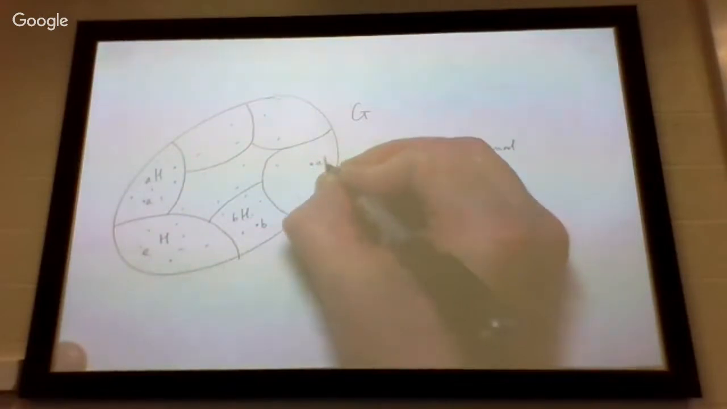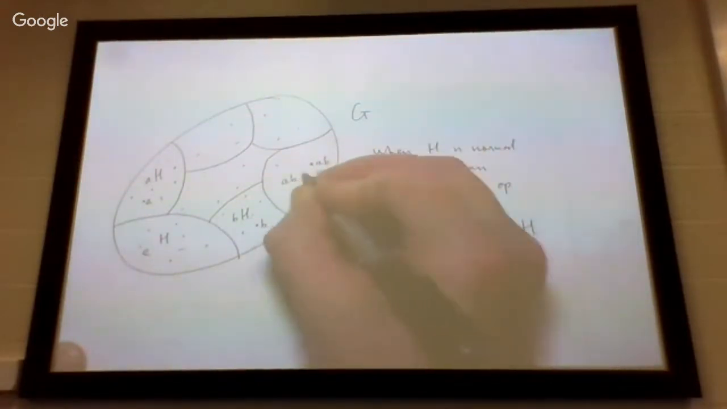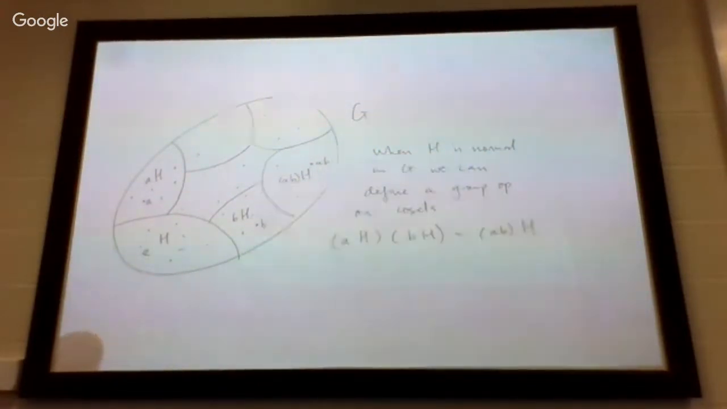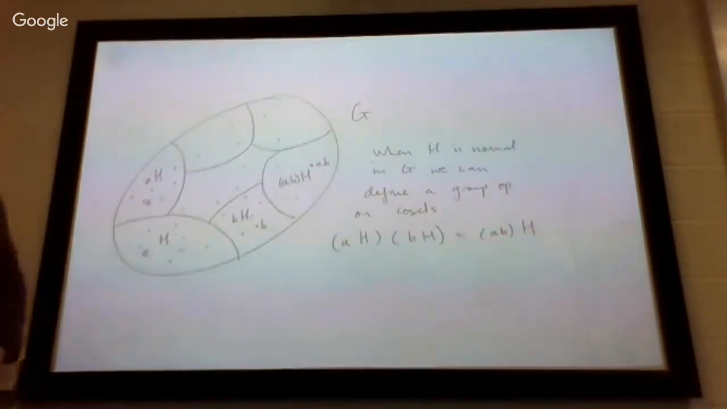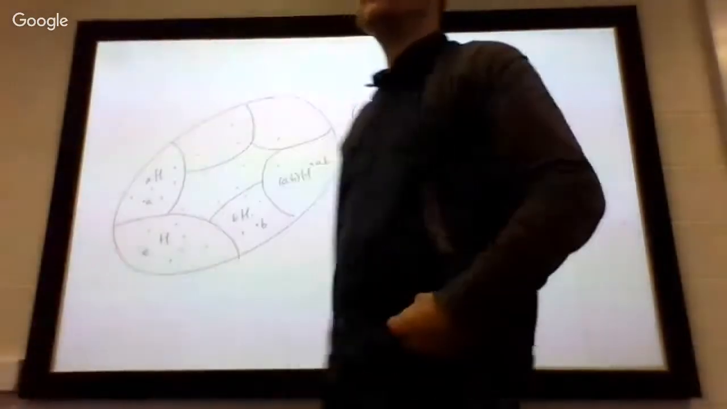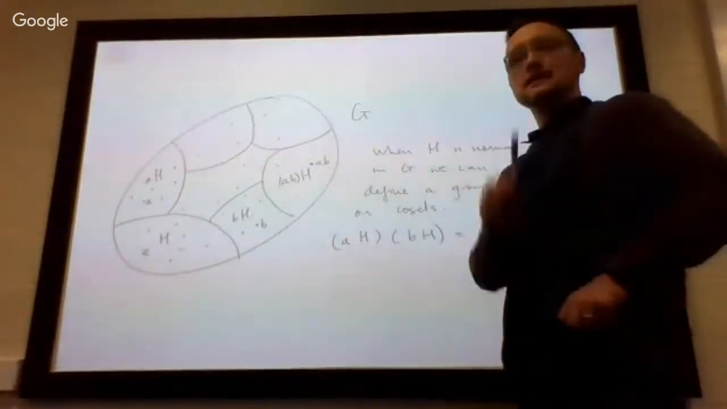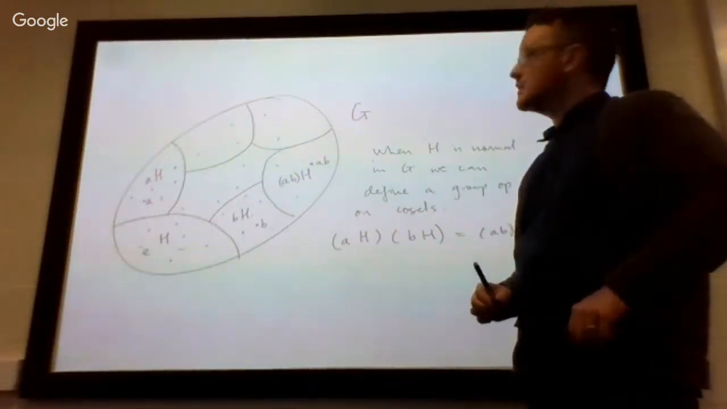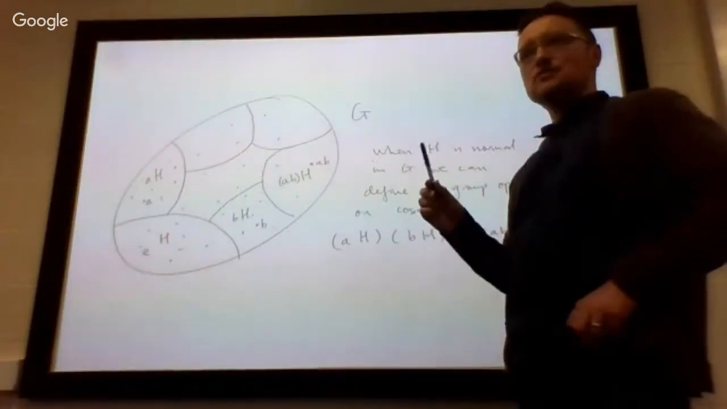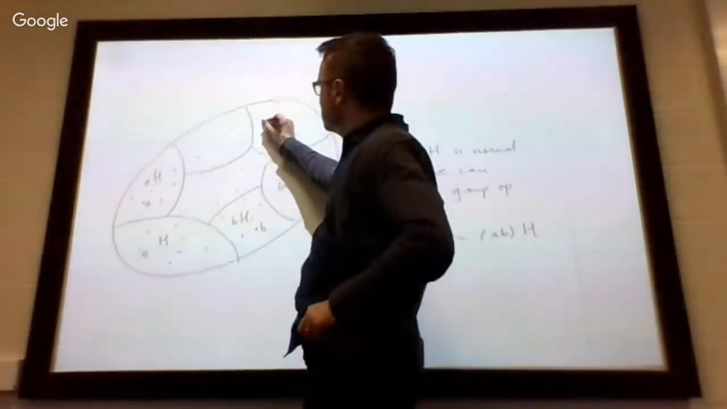Somewhere over here is the product AB. This coset will be the coset represented by A times B. So the product of these two cosets is this coset. Yeah. A factor group is a group of cosets. Exactly. That's it, precisely.